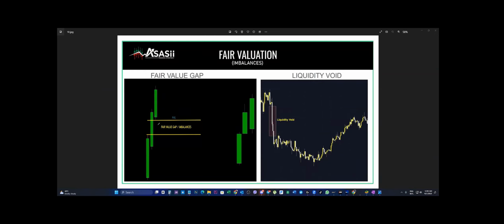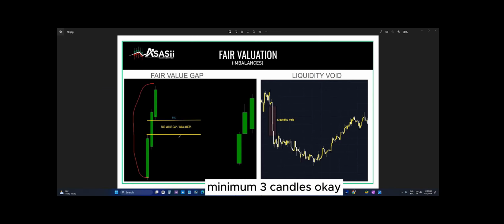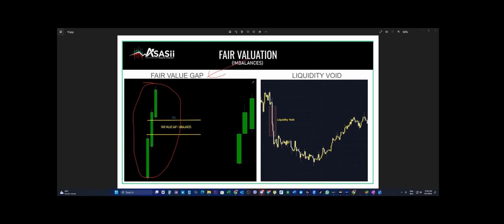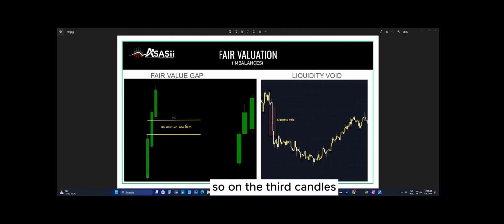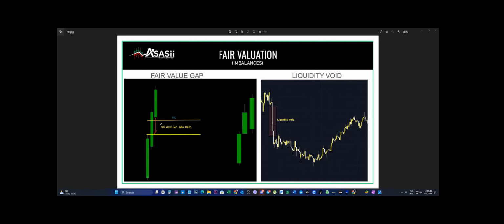But on the third candle, normally you can see imbalances only in three candles, minimum three candles. Okay, you can see a fair value gap. Fair value gap is the terminology used by ICT. So on the third candle, you can see that the wick, or the price of the third candle, comes here, the price goes on this horizontal line, or in these prices.